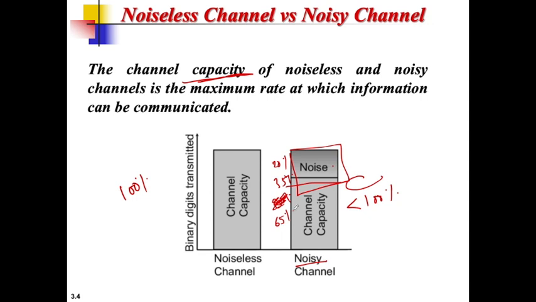There are two theorems or formulas to calculate the channel capacity for the noiseless channel and the noisy channel. The main purpose of this video is to introduce you to these theorems. For a noiseless channel, we have the Nyquist formula, and for a noisy channel, we have the Shannon capacity.